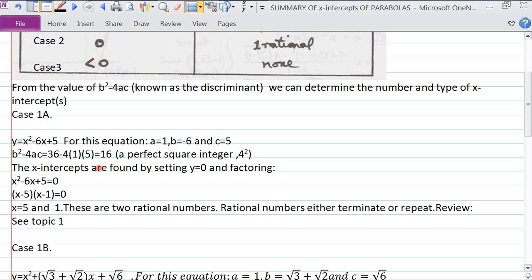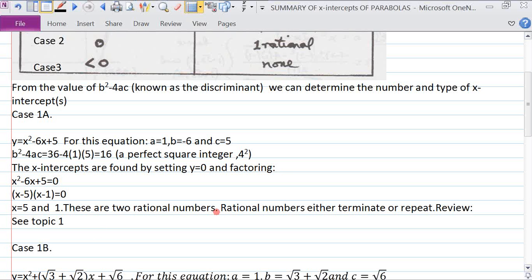So the x-intercepts we find by setting the y value to 0 right here, and then factoring. And if you factor this, you can see that the factors are going to be x minus 5, x minus 1. X times x gives me x squared. The inner is minus 5x, the outer is minus x. If I sum them, I get minus 6x. The minus 5 times the minus 1 gives me plus 5, which is the last term. So therefore, the solution, and don't forget, if you're looking for the x-intercept along the x-axis, y equals 0. So we set it equal to 0, x equals 5 and 1.